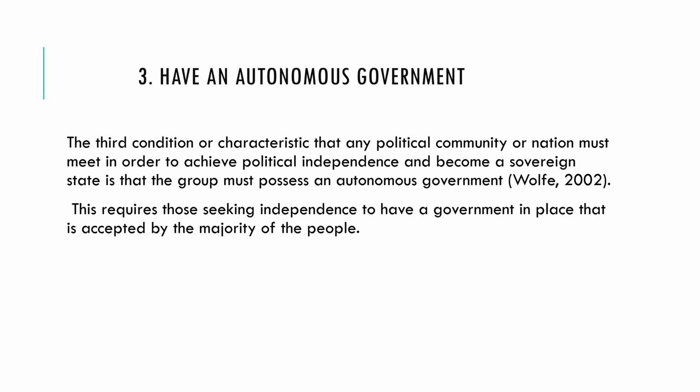Now, let's look at the third requirement for a political community to gain independence. The third condition or characteristic that any political community or nation must meet in order to achieve political independence and become a sovereign state is that the group must possess an autonomous government. This requires those seeking independence to have a government in place that is accepted by the majority of the people.